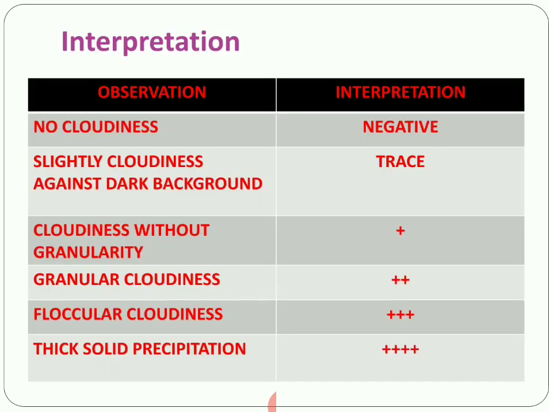Now interpretation. If no protein is present in the urine sample, there will be no cloudiness. If the urine sample contains a slight or trace amount of protein, slight cloudiness is seen against a dark background. Cloudiness without granularity is reported as plus. Granular cloudiness is reported as plus plus. Then flocculent cloudiness is plus plus plus. Then thick solid precipitate is reported as 4 plus.